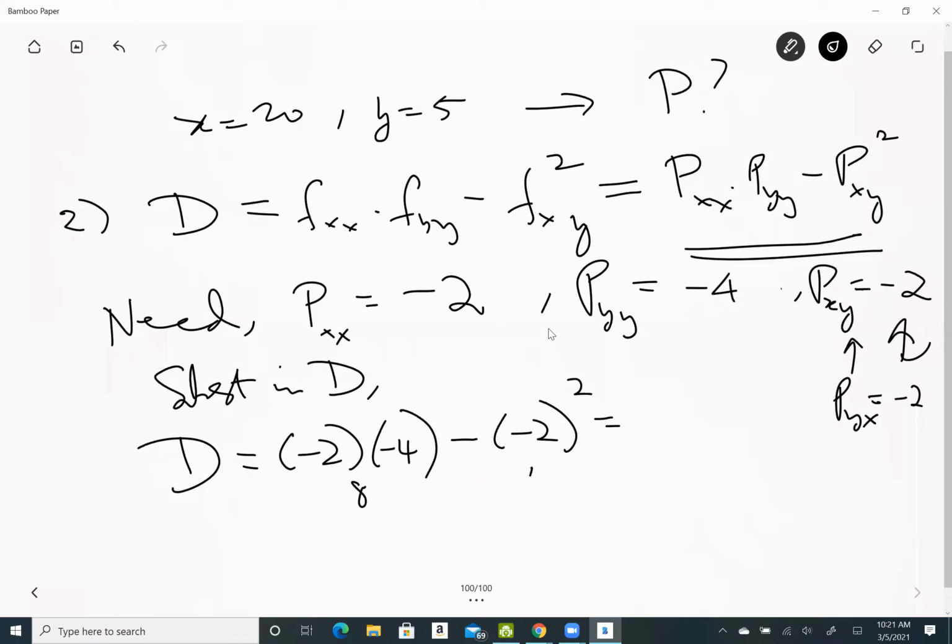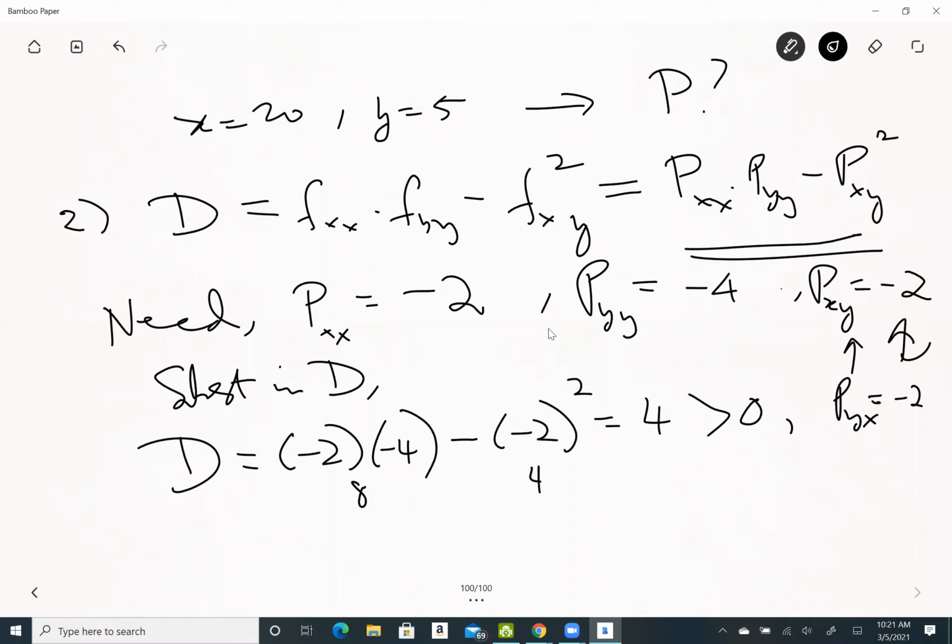So as you know, if the D is positive, then you have a maximum or minimum. If the D is negative, you forget about it, you have an inflection point. Or D equal to 0, we cannot do anything. So D is positive, so you have an extremum. Now what do you do? You check pxx and pyy.